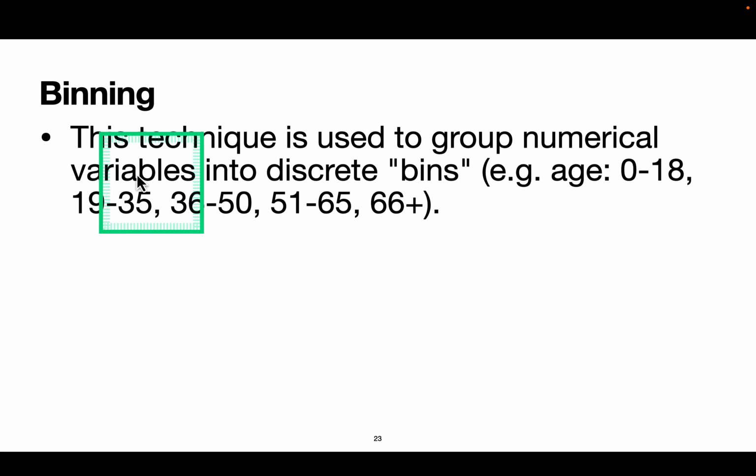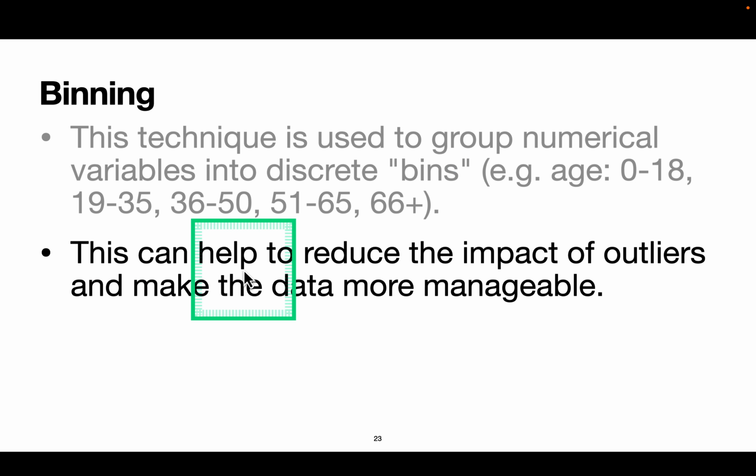Next is binning. This technique is used to group numerical variables into discrete bins. For example, age: there will be one bin for 0 to 18, 19 to 35, 36 to 50, 51 to 65, 66 plus. This can help to reduce the impact of outliers and make the data more manageable.